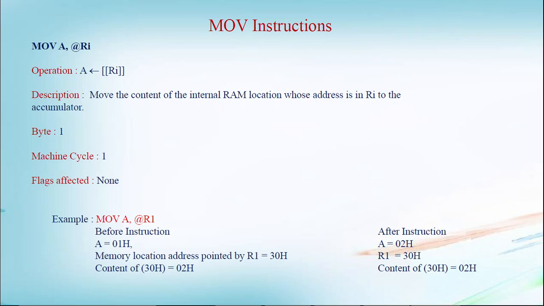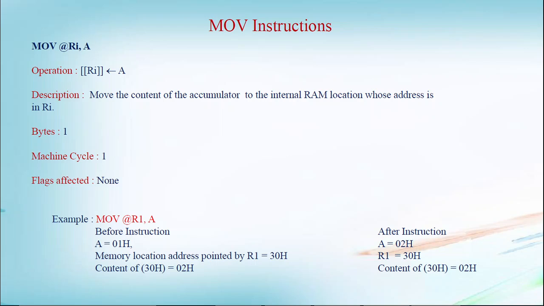So before the instruction, A is 01h, the memory location address pointed to by R1 is 30h and the content of 30h is 02h. So when the instruction gets executed, A is 02h, R1 equals 30h and the content of 30h, which equals 02h, remains the same.